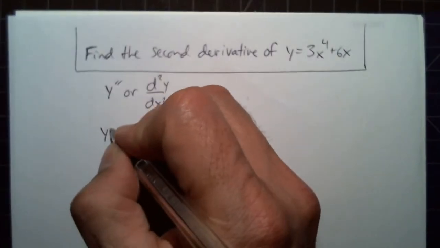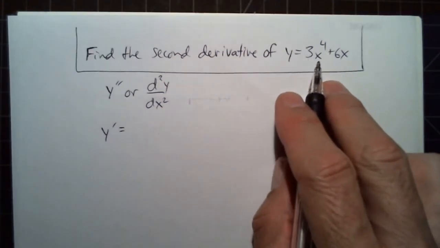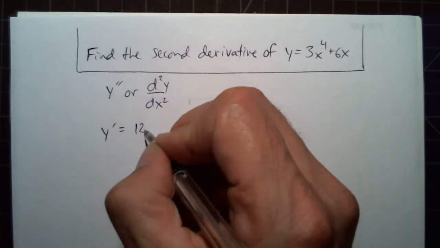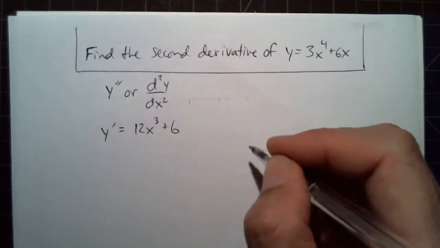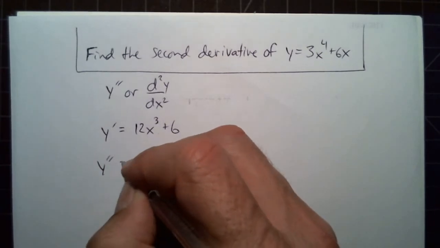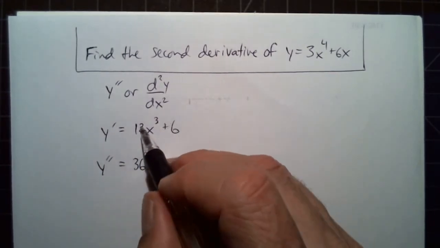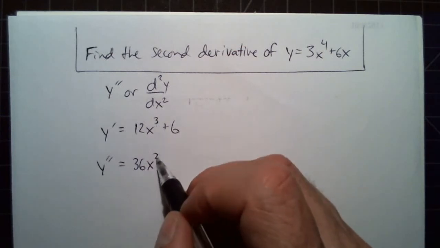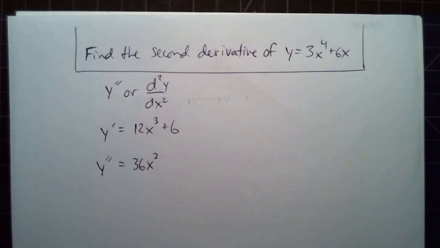So if we're going to find the second derivative, let's start with the first derivative. That'll be 12x cubed plus 6 is the first derivative, and the second derivative is 36x squared. 3 times 12 is 36. 3 minus 1 is 2. The derivative of 6 is 0. So there's the second derivative.